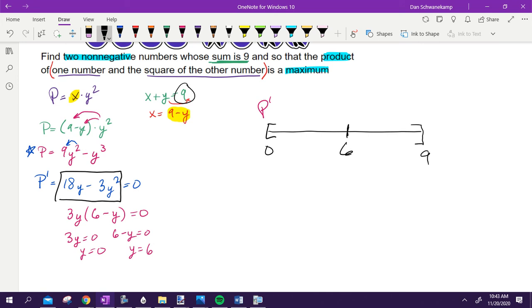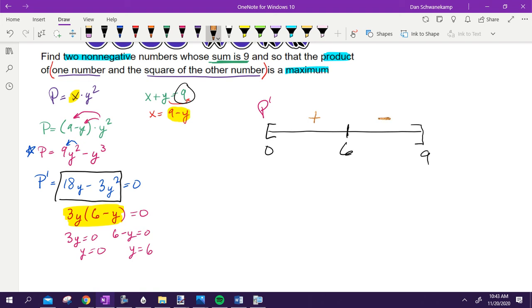I'm plugging in numbers. Pick a number between 0 and 6. Let's use 1; we are plugging it into the derivative. If I plug in 1 here, this would be positive, that would be positive, so this is positive. Picking a number between 6 and 9, let's go with like 8. Yeah, that's going to be negative.